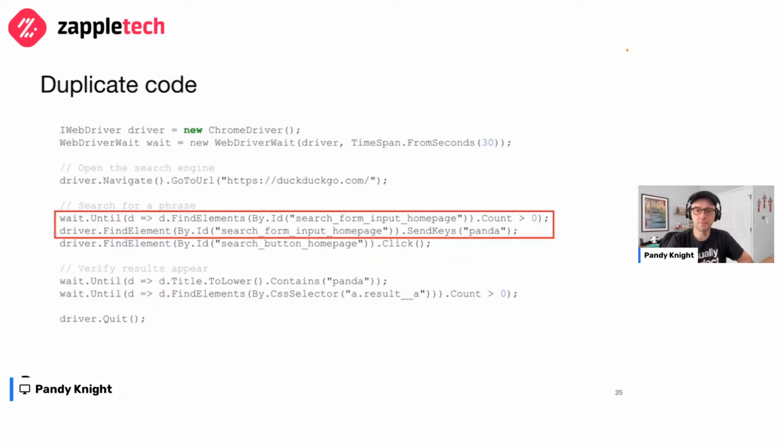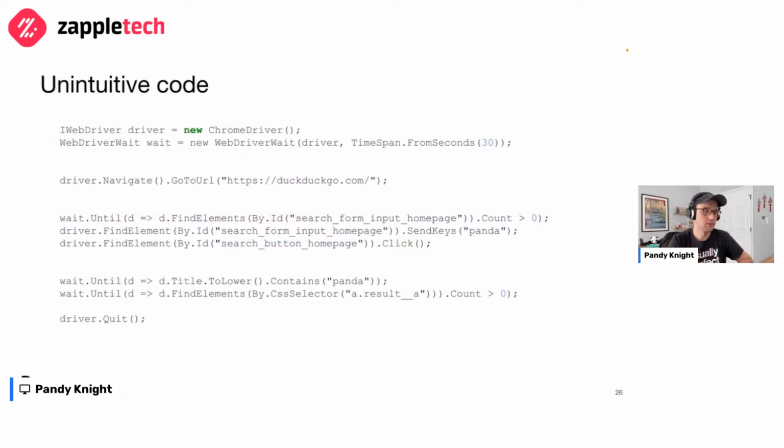These waits are necessary, but they cause new problems. First, they cause duplicate code because web element locators are used multiple times. Notice here how the search form input on the homepage is specified twice. Ugh. Second, raw calls with explicit waits make code less intuitive. If I remove the comments from each paragraph of code, what's left is a wall of text. It is difficult to understand what this code does at a glance.